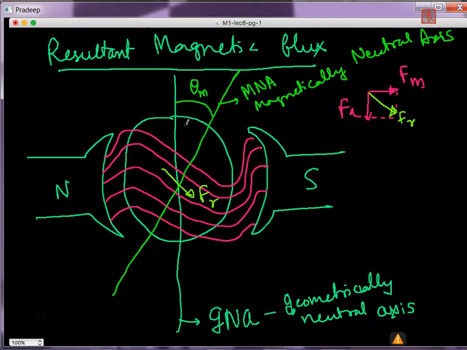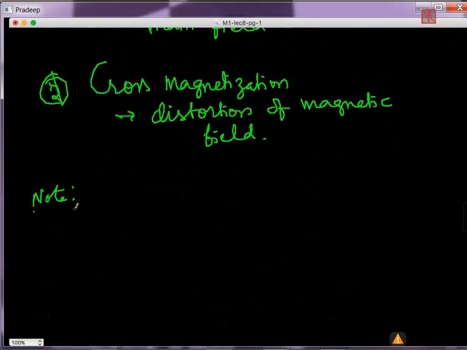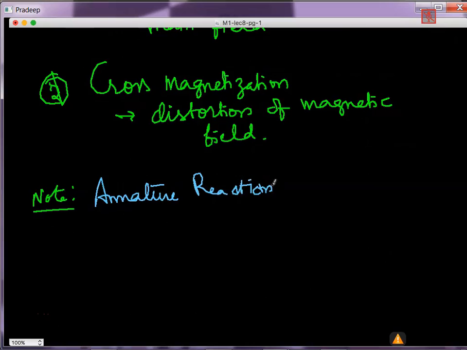And then here you see the higher the load, the more the armature current, and the stronger the armature reaction. Therefore, the higher the angle theta m. Let me write that also. Note: armature reaction depends on the amount or magnitude of load.